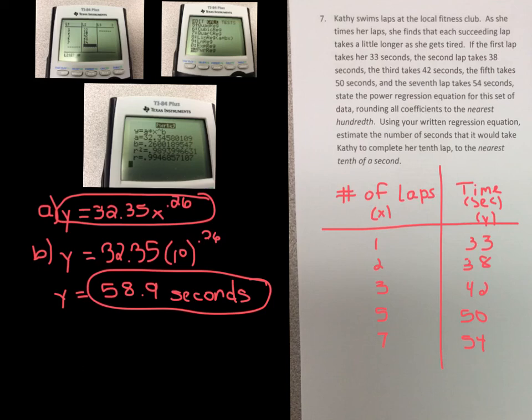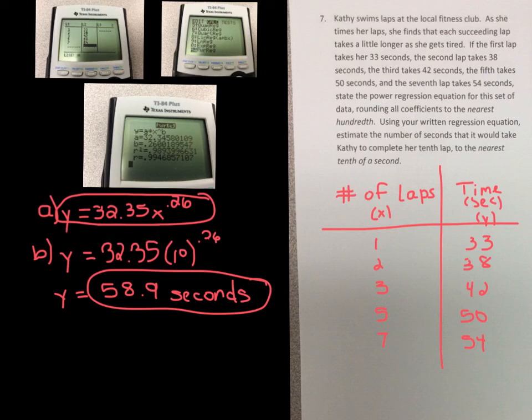Number 7 didn't give us a chart, but, as you read through, you could just make your own chart. So that's what I did over here. And you can see the calculator steps up here. They wanted you to do a power regression for this. So here's what I got for my power regression.